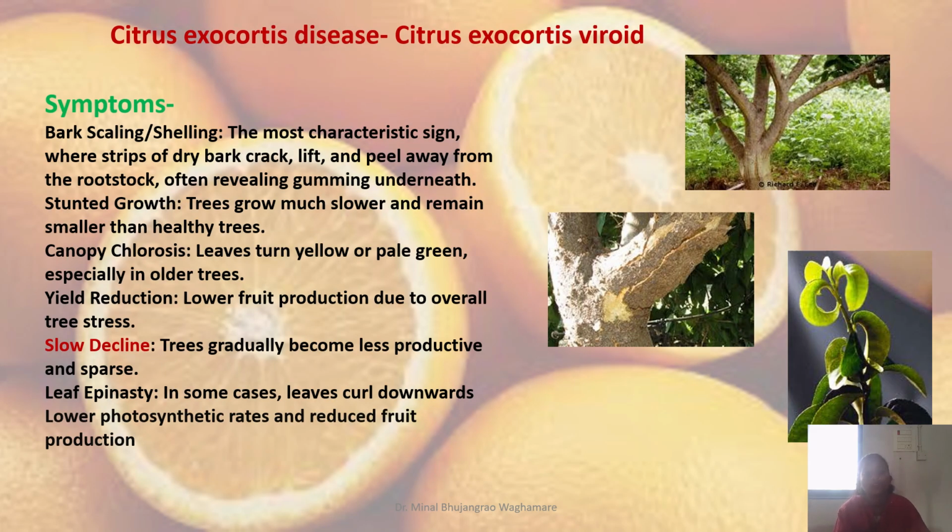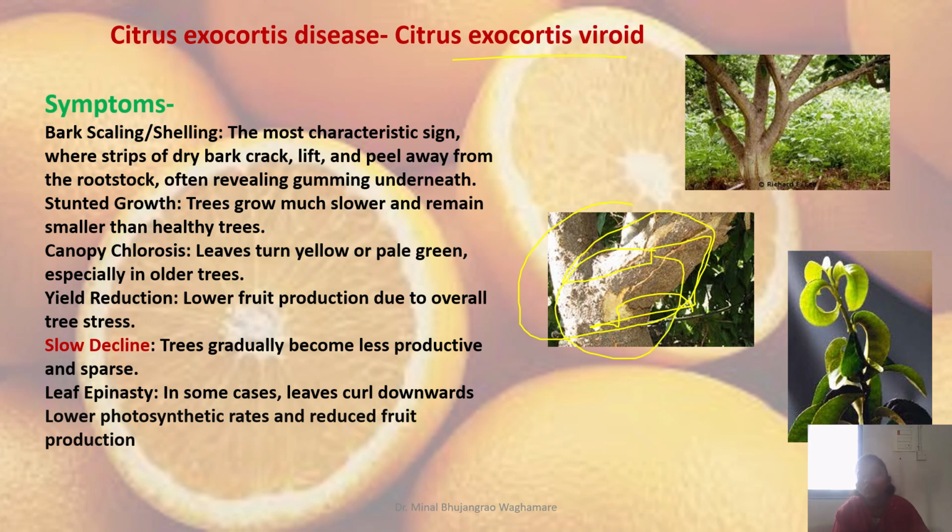Coming to the next important disease, that is Citrus Exocortis disease, caused by a viroid. A viroid is like a small virus-like structure, but it does not have any capsid itself. That is the Citrus Exocortis viroid. In this we can see bark shelling or scaling. What does it mean? First of all, drying of the bark takes place, and after that cracking of the bark also takes place, and from such cracks sometimes gummosis, gum, also comes outside, and it leads to stunted growth of the plant.